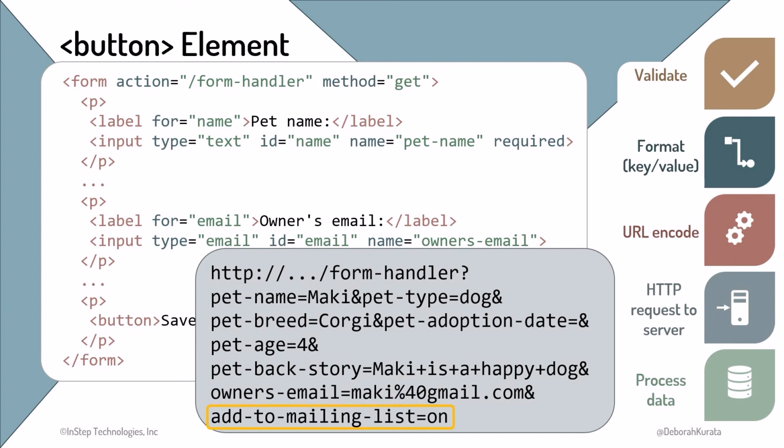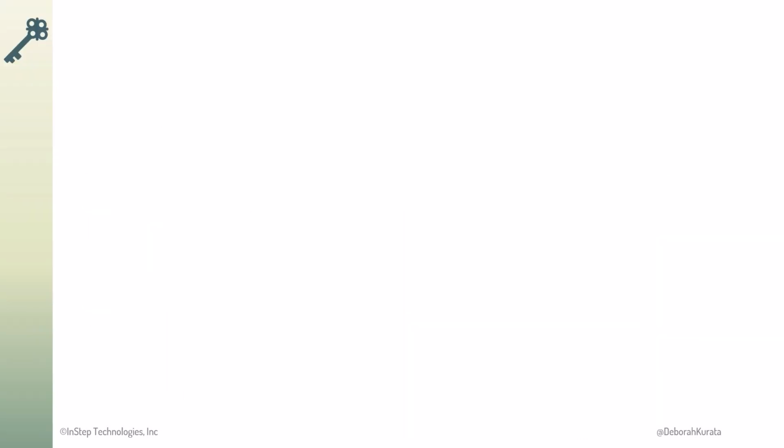Notice the add to mailing list value of on. This is the value that the browser uses when the user checks a checkbox, if we don't provide a different value. We'll talk more about that in the upcoming demo. This is the data that is sent to the backend web server for processing.